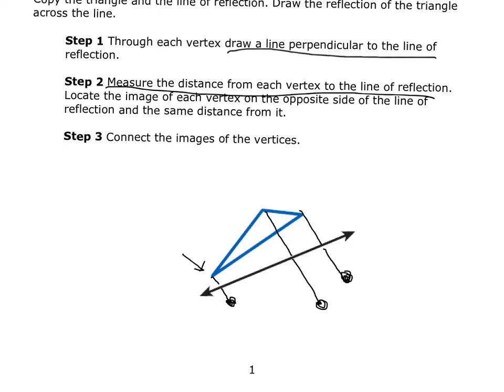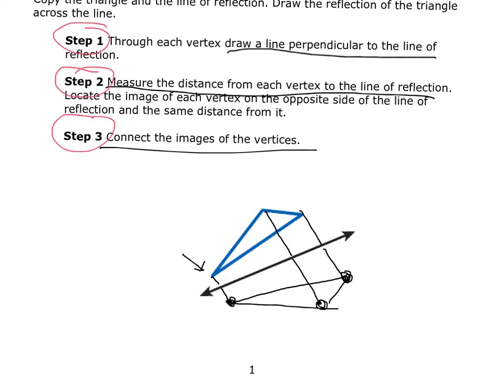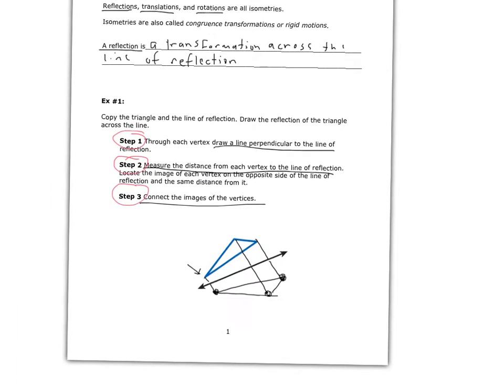And then our step 3 is connect the images. So we will go ahead and connect those. Okay, so you'll see that those shapes are mirror images of each other on the opposite side of the line of reflection. So if you ever want to draw a reflection of the triangle, these are the 3 steps that you would need to take. Okay, so make sure you keep those in mind when you're doing that. Okay, go ahead and flip to the next page.